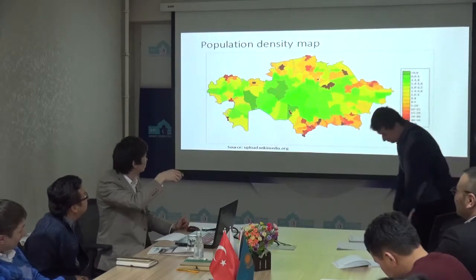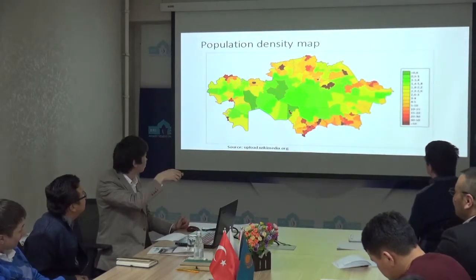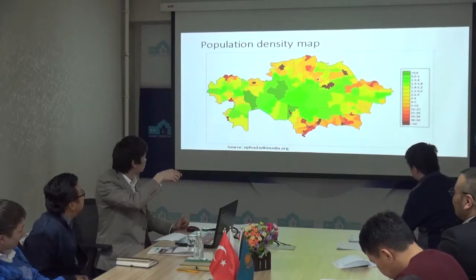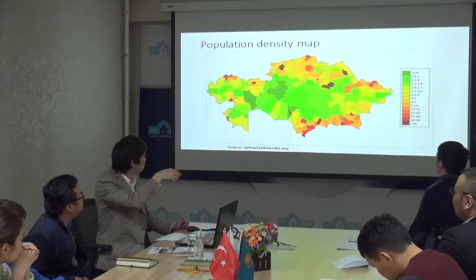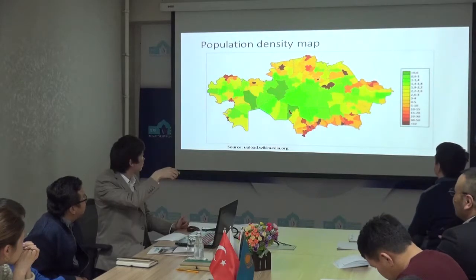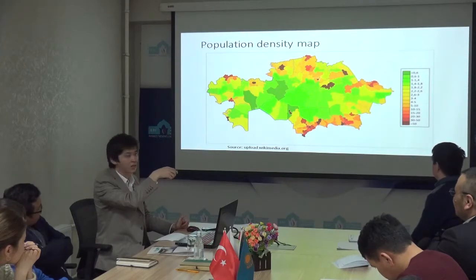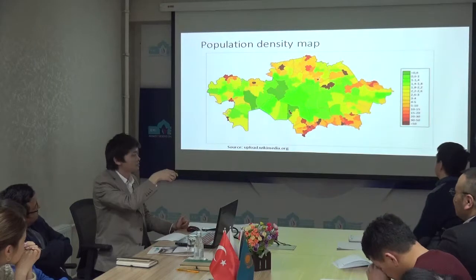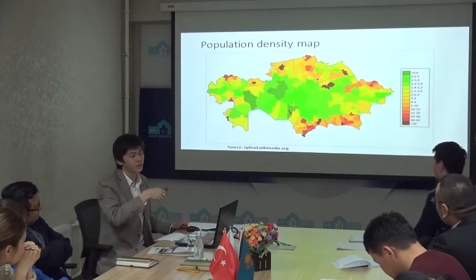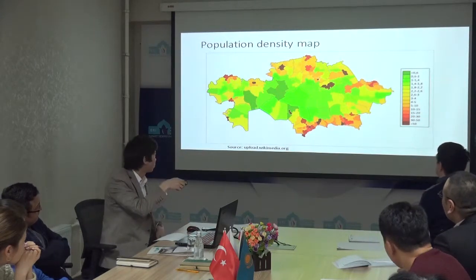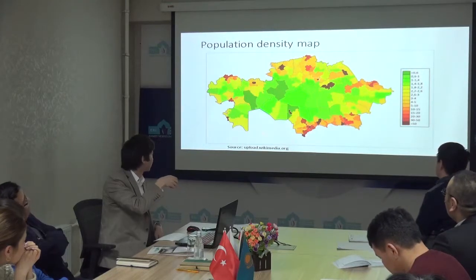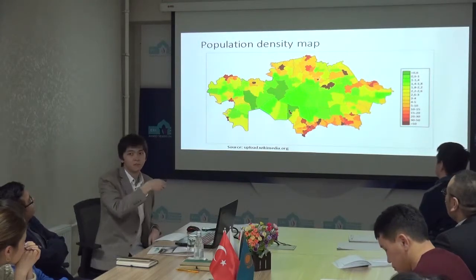Shymkent is right here. And the part which is especially densely populated is here, along the mountain range. Turkistan region is a special case here. This tiny part of Kazakhstan has more than 300,000 people. It's almost the same as the population of Mangystau region, for example.